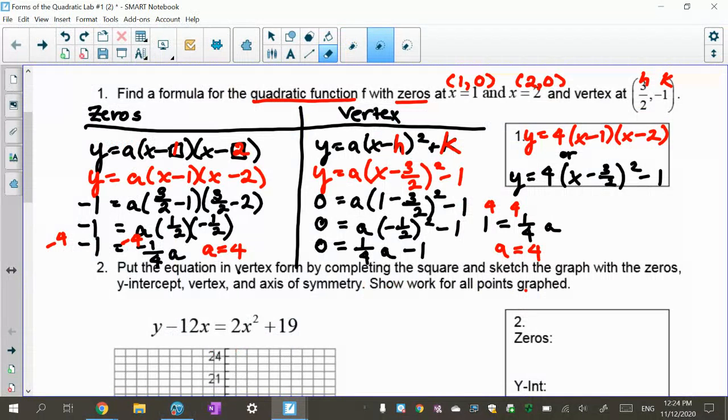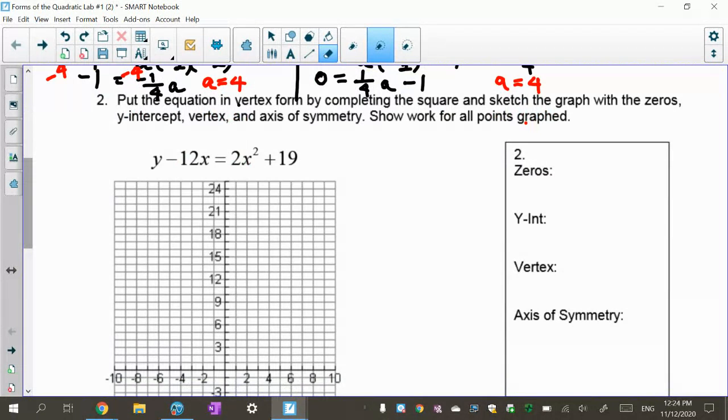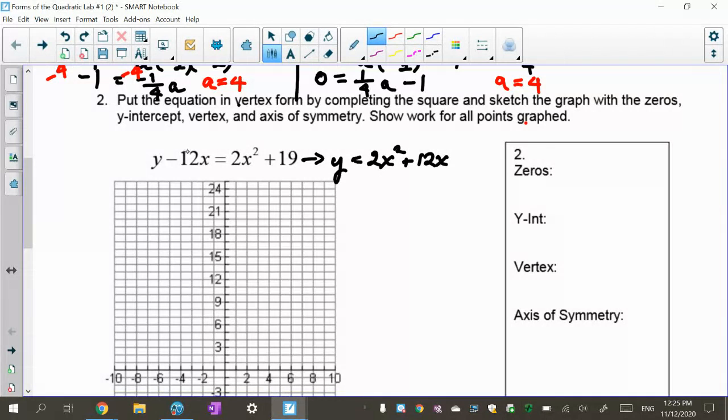Okay. Now the next thing I'm going to do with you is number 2. Now this is another kind of problem that I'm going to have you do that is kind of a nice summation of everything we've done. So I have this equation here, y minus 12x equals 2x squared plus 19. The first thing I want you to do is to get everything on one side so I can write it like this: y equals 2x squared, and make sure it's in descending order of x, plus 12x. By moving it over to that side, it turns positive, plus 19.